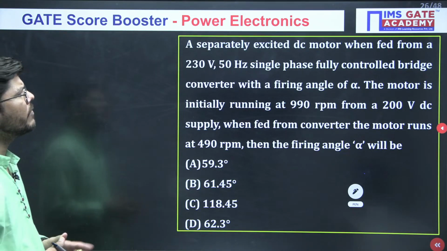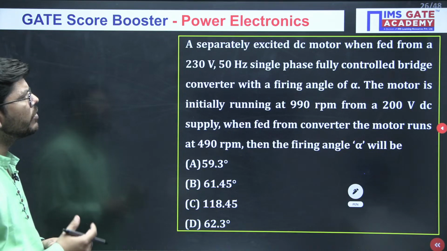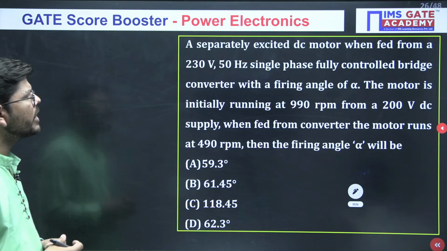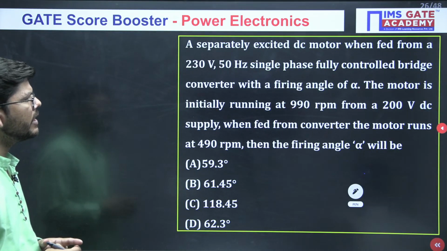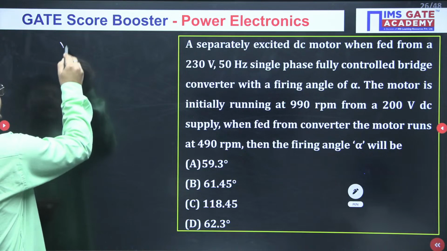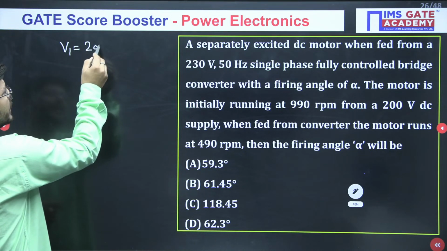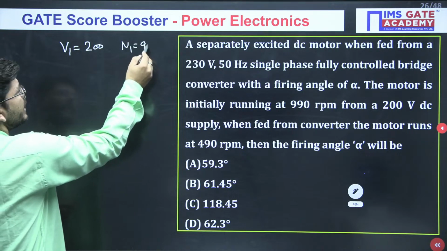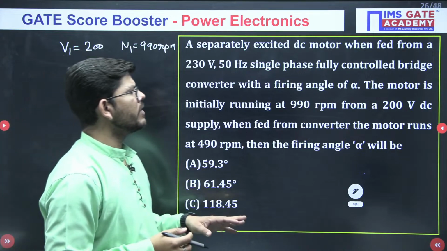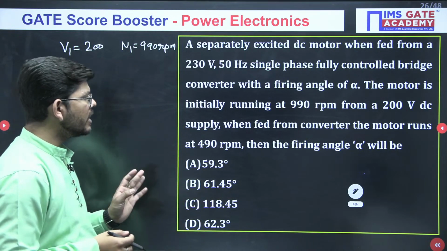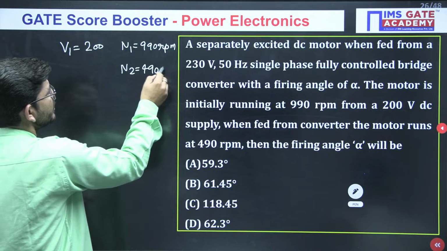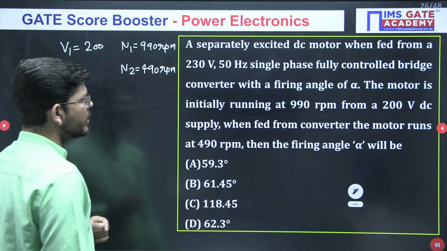A separately excited DC motor when fed from a 230 volt 50 Hz single phase fully controlled bridge converter with a firing angle of alpha. The motor is initially running at 990 rpm from a 200 volt DC. So when your DC voltage is around 200 volt, your speed is around 990 rpm. When fed from converter, the motor runs at 490 rpm. So the next speed is 490 rpm when it is fed from a converter. Now it is getting a DC voltage from converter.